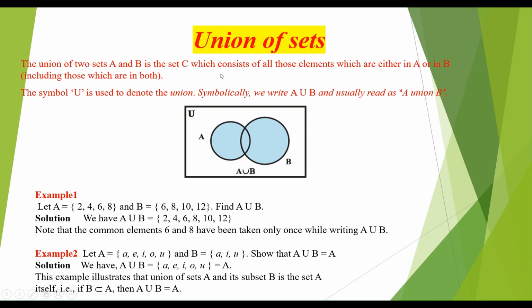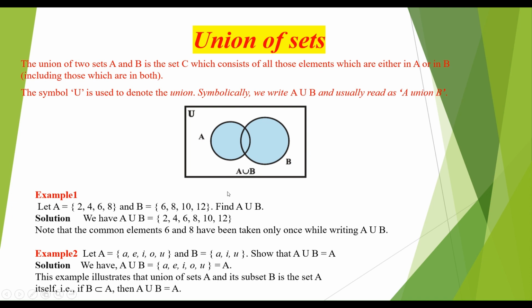Then this symbol U is the symbol of union of sets, and symbolically we can write it like this: A union B, and we read it as A union B. See the diagram here. This is set A and this is set B, and the blue color indicates that all the elements which are present in set A as well as in set B are there in set C, that is A union B. All the elements are there in set C.